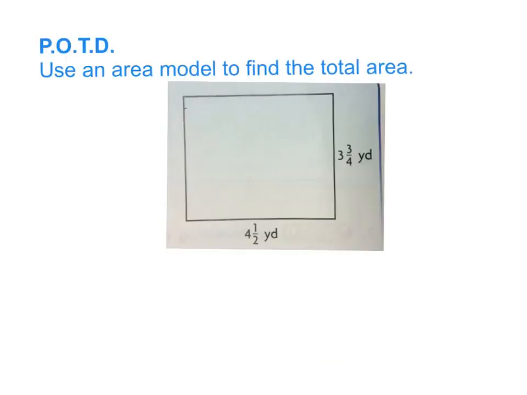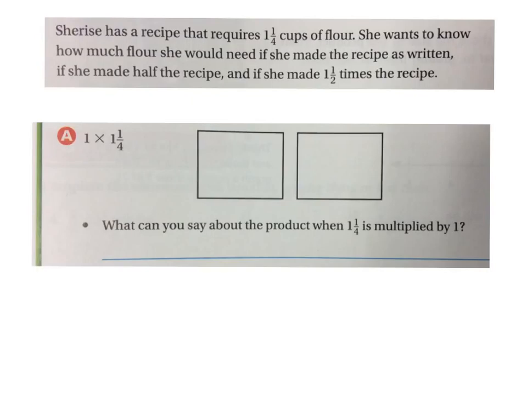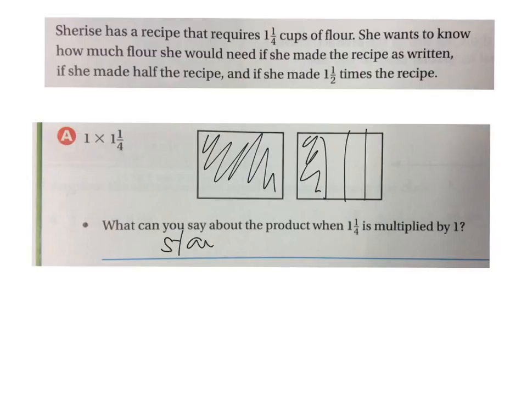Okay? We talked about the area model, about how we split it into 4 rectangles, and we find the area of each rectangle to find the total area. Look at your notes if you need a reminder on how to do that. And we talked about when I multiply 1 1/4 times 1, what happens to the product? Stays the same.